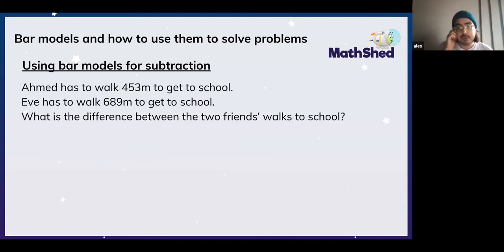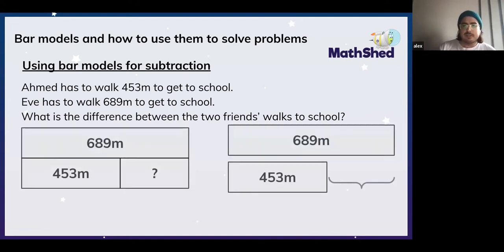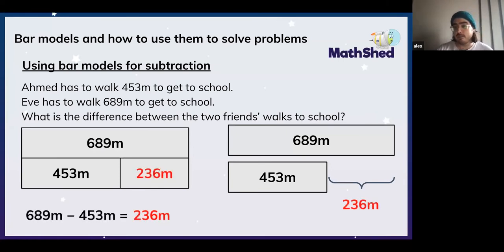Here, too, we can use bar models for subtraction. Ahmed has to walk 453 meters to get to school. Eve has to walk 689 meters to get to school. What is the difference between the 2 friends' walks to school? So again, we can use the part-whole bars with the missing part, or we can use the comparison bar to solve this. Either way, we're going to get 236 meters, which is the answer.